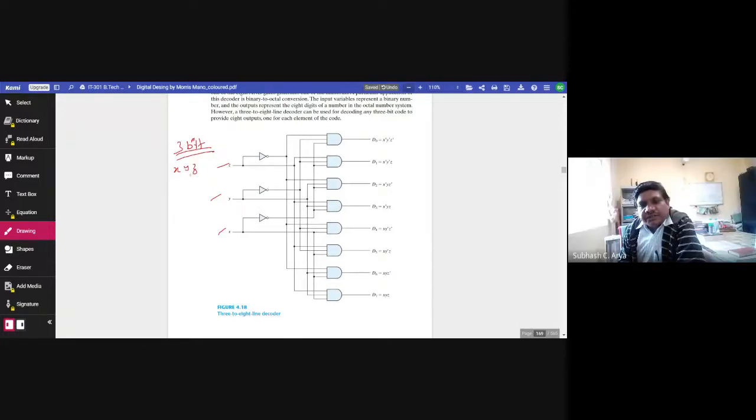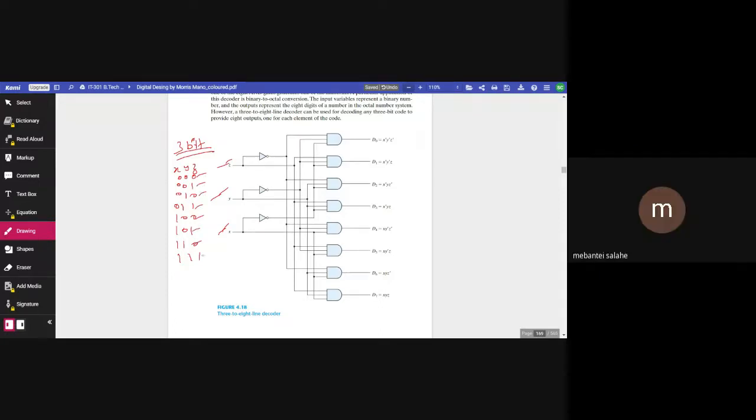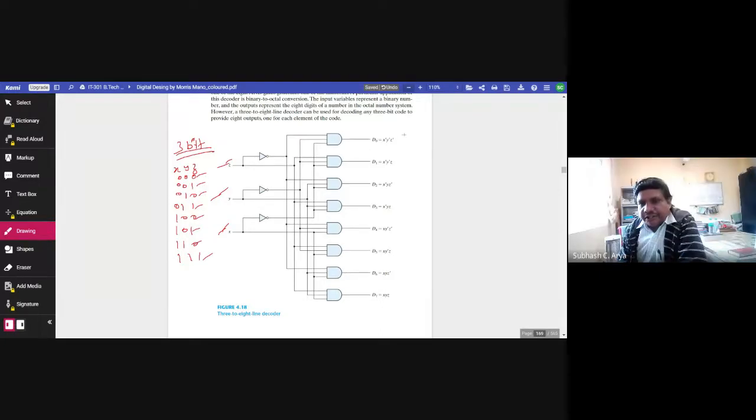X, Y, Z, and if we write like this: 000, 001, 010, 011, 100, 101, 110, 111. These are the possible combinations with the help of 3 bits. So this is 3-bit, and these are the outputs. How many outputs are there? Total 8 outputs, written here: D0, D1, D2, D3, D4, D5, D6, D7.